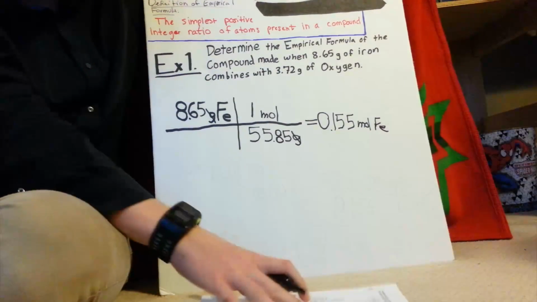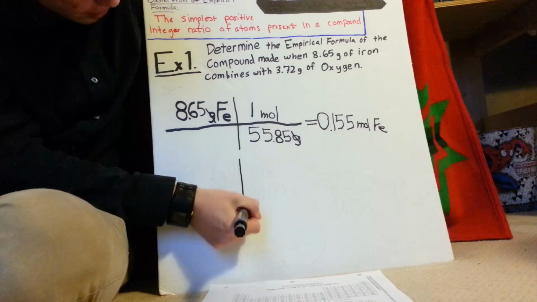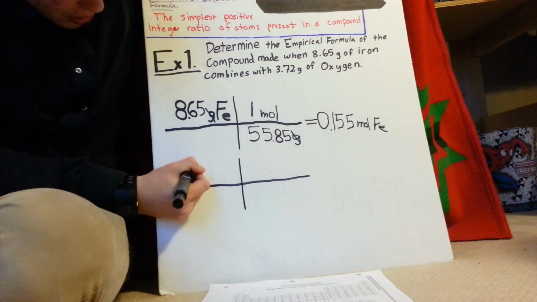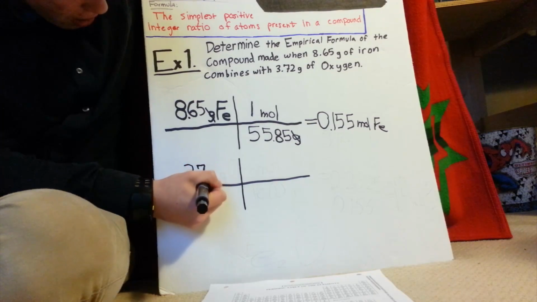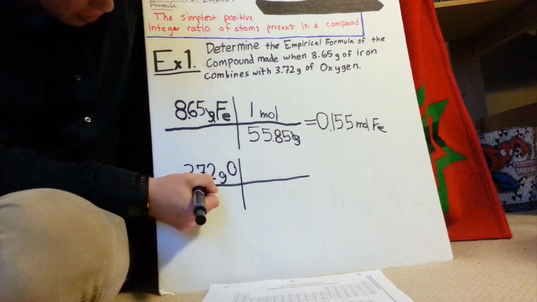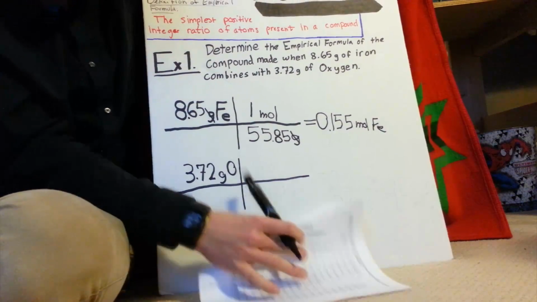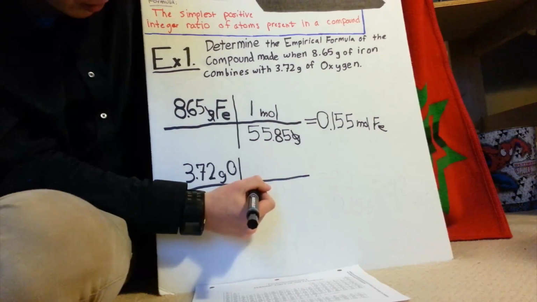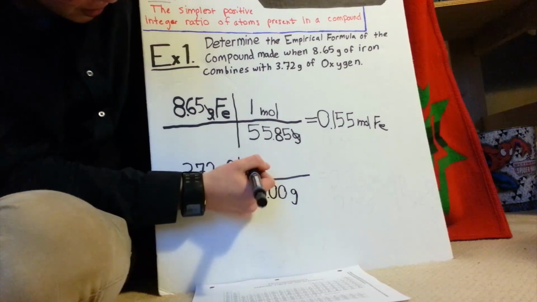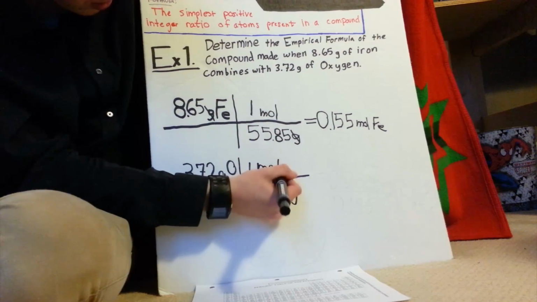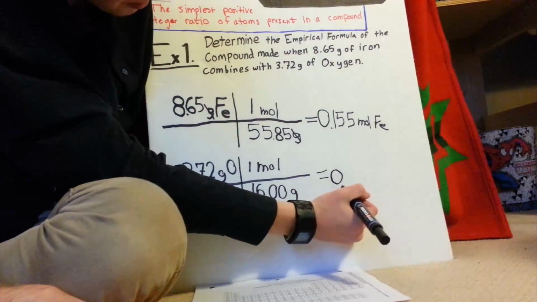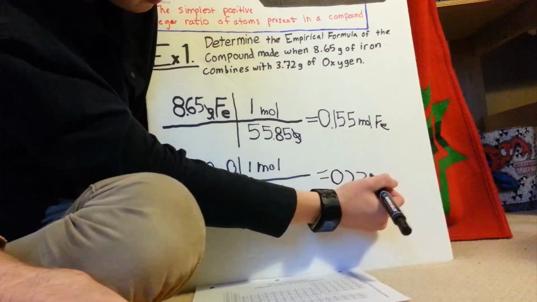And then beneath it, we're going to start working on oxygen now. So start it off the same way. You draw your same chart, just like in iron. And our quantity for oxygen is 3.72 grams. So I'll write that in the top left-hand corner again. Of oxygen. And then, as you should know, you can look at your periodic table. Oxygen's atomic mass is 16.00 grams. And just like last time, you're going to put 1 mole on top. And if you divide 3.72 by your 16, it's going to equal 0.2325 moles of oxygen.